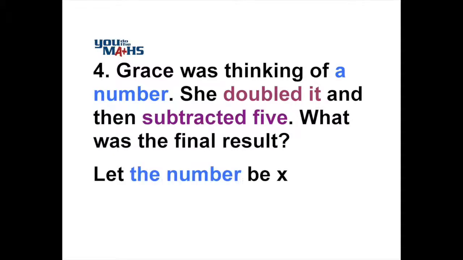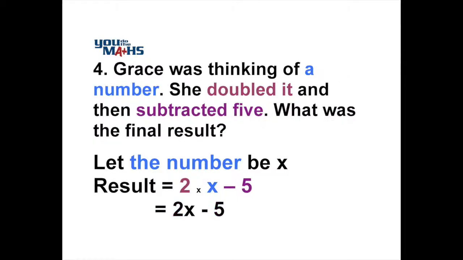So what we'll do is we'll give a label of x to the number, and we need to state that clearly for the sake of this problem. Now doubling it and subtracting 5 are straightforward calculations. Doubled means to multiply by 2, and then subtract 5 means to take away 5. So our end result is 2x minus 5.